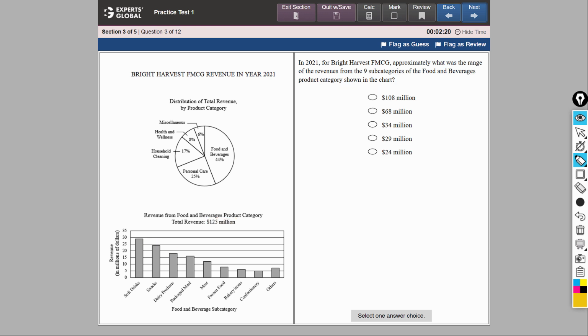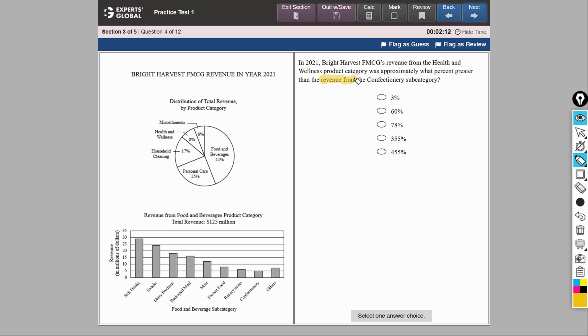We need to find the range of the revenues from the 9 subcategories of the food and beverages product category. Basically, the range of revenues from the 9 subcategories plotted here. The lowest revenue is from confectionery. It is $5 million, and the highest revenue is from soft drinks. This is approximately $29 million. The difference between these two is $24 million, which is the required range.